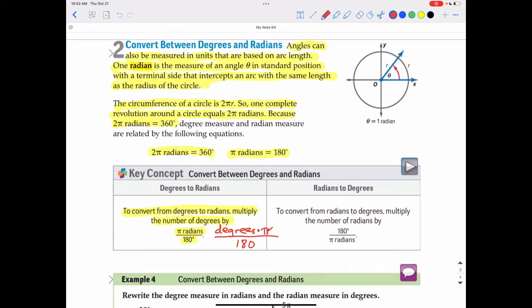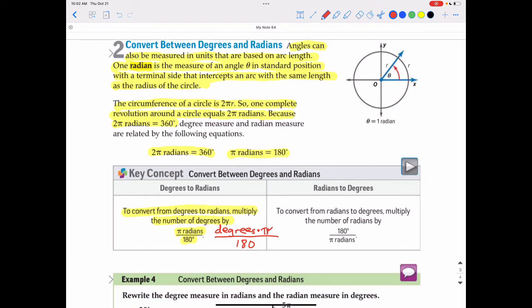Now you're not actually going to put 180 in for pi or 3.14 in for pi or any measurement for pi. Your answer is going to have pi in it. So it'll be degrees times pi, leave the pi in the problem, divided by 180, and then there's probably going to be some simplifying of a fraction.